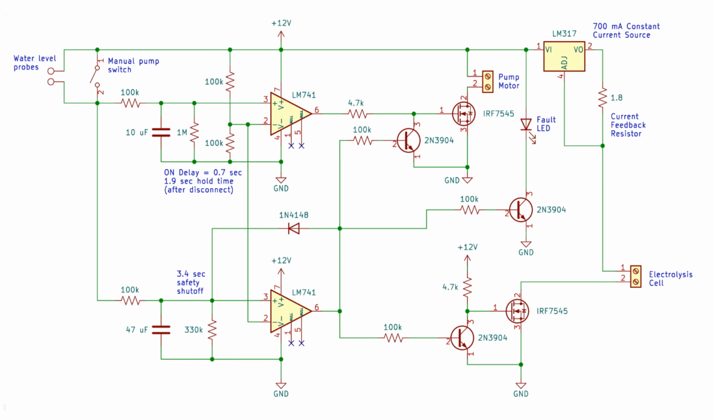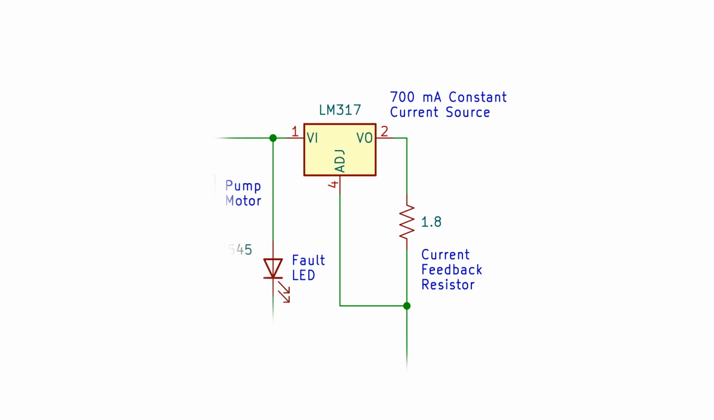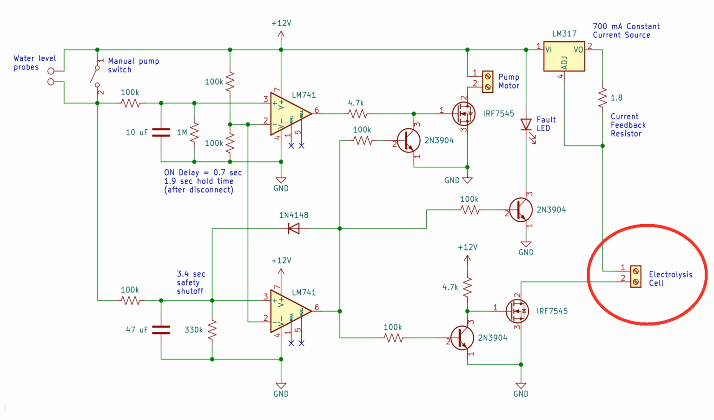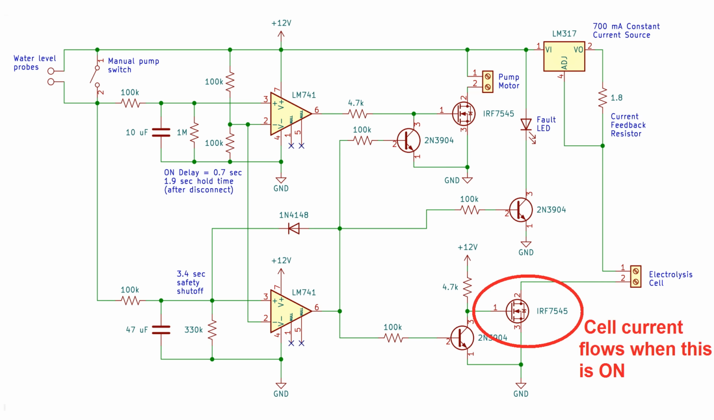To do this, I used an LM317 linear regulator as a constant current source by providing it feedback through a 1.8 ohm resistor, which should theoretically provide 700 milliamps of current based on this formula. The LM317 output goes to some terminal blocks for the cell electrodes, and if this MOSFET is on, then current flows to ground and the cell is running. The other important piece of hardware is the pump that extracts the gas from the glass bell.